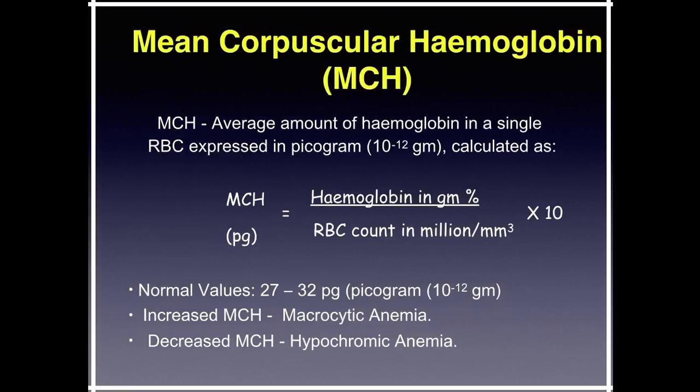Next, coming to the mean corpuscular hemoglobin, that is MCH. It is nothing but average amount of the hemoglobin in a single RBC, which is expressed in picogram, which is calculated as hemoglobin in grams percent by RBC count in millions multiplied by 10. So normal value of MCH is 27 to 32 picogram. Increased MCH is seen in macrocytic anemias, and decreased MCH is seen in certain hypochromic anemias.